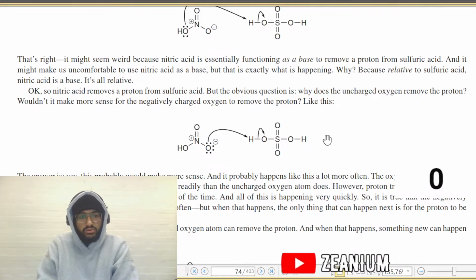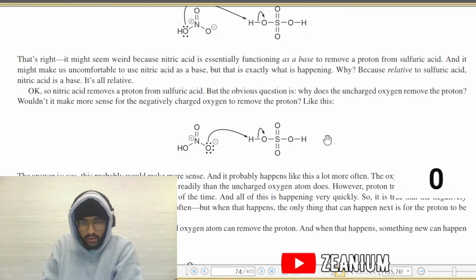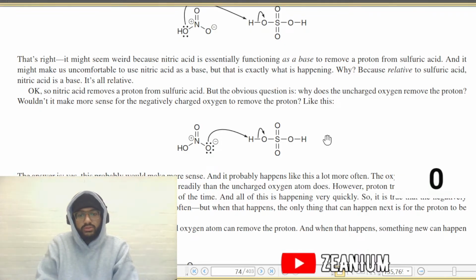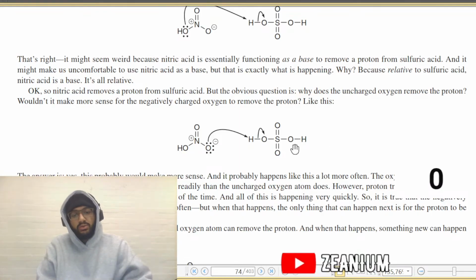However, proton transfers are reversible. Protons are being transferred back and forth all the time, and all of this is happening very quickly. So it is true that the negatively charged oxygen atom removes the proton more often. But when that happens, the only thing that can happen next is the proton is given right back to reform nitric acid. Every once in a while, however, the uncharged oxygen atom can remove the proton. And when that happens, something new can happen.